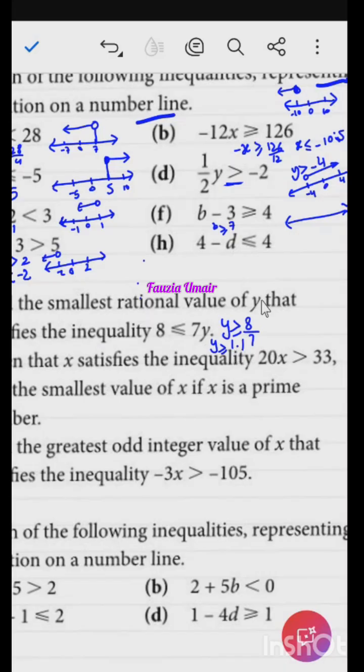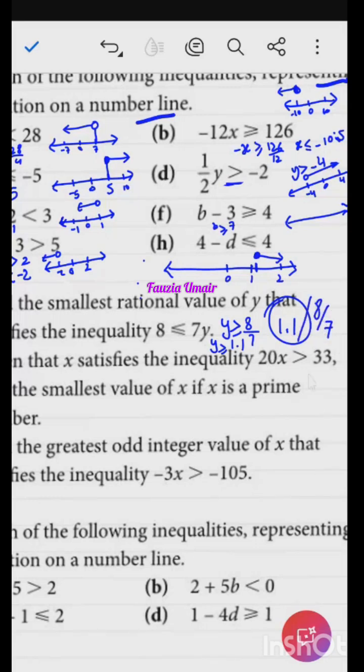So the smallest value would be 1.1 itself. If you draw it on a number line, if this is 1 and 2, it is starting from 1.1. Here the circle is filled and it's bigger, so these are all the values of y. What is the first value y is getting? The first value is this one because this circle is filled. Are you getting this point? And what is that value? That value is 8 by 7. Whether you write 1.1 or 8 by 7, both are correct answers.